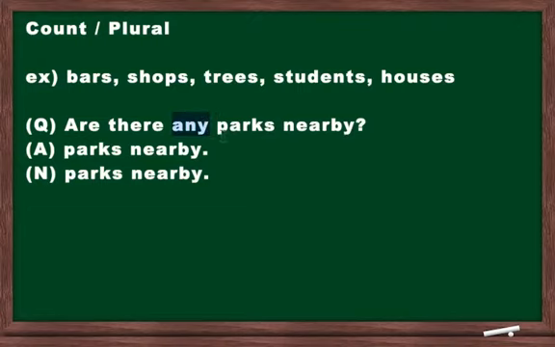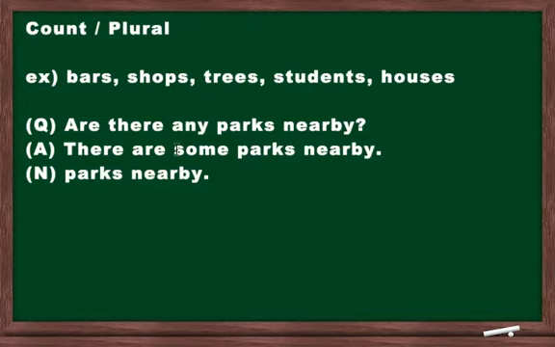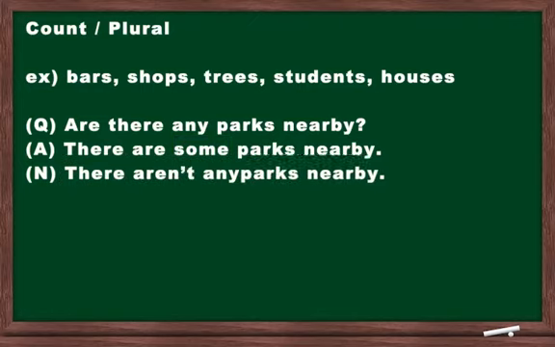So we use any for plurals. So if it's affirmative, yes, there are some parks nearby. So we use some. And negative, no, there aren't any parks nearby. So if it's negative, we use any.